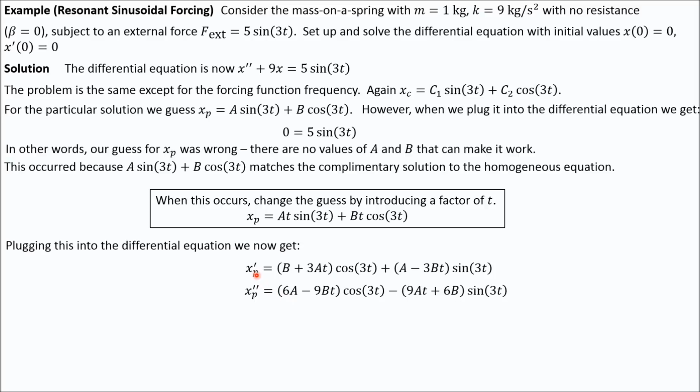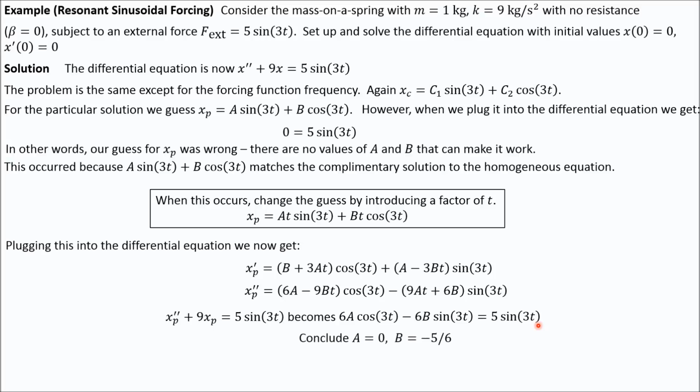So this is our second derivative. You plug it into the differential equation, and you get this. And then we conclude that a is 0 and b is negative 5/6. So we conclude that our particular solution is negative 5/6 t cosine 3t. So we got negative 5/6 for b and 0 for a. So negative 5/6 t cosine 3t is our solution to the inhomogeneous.